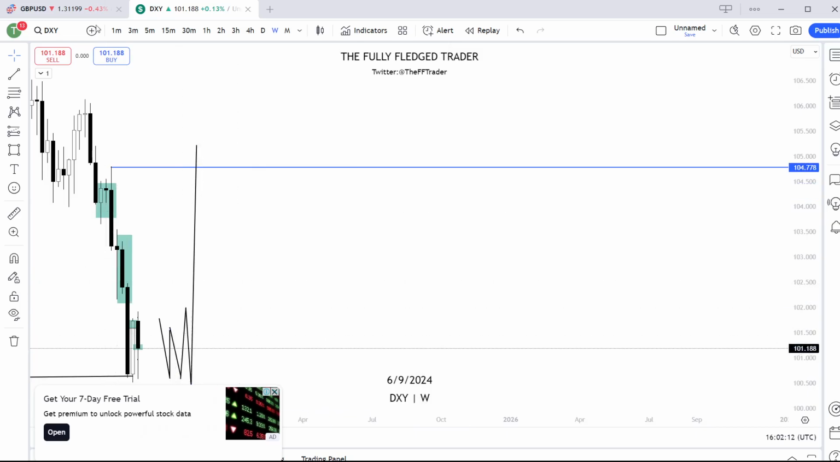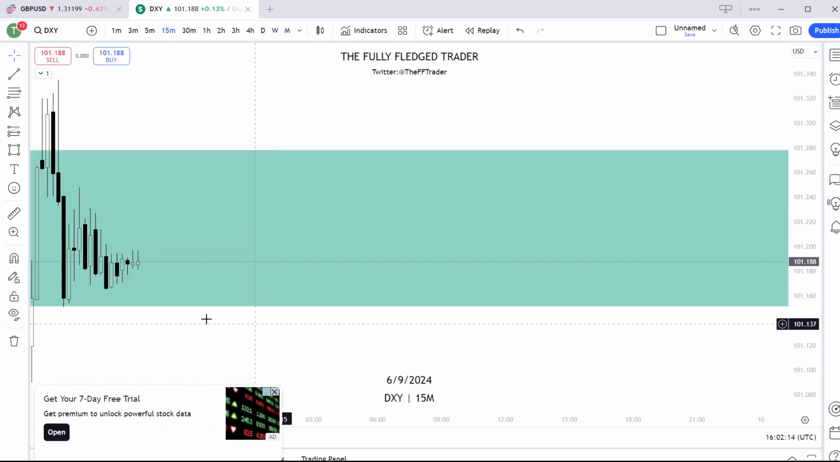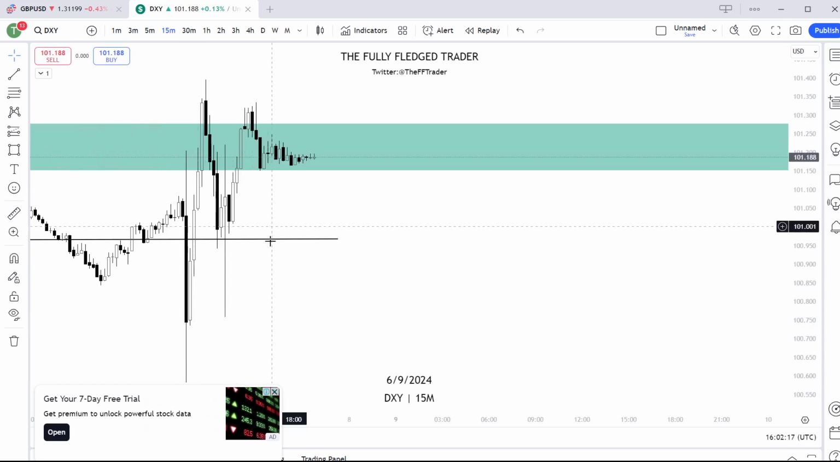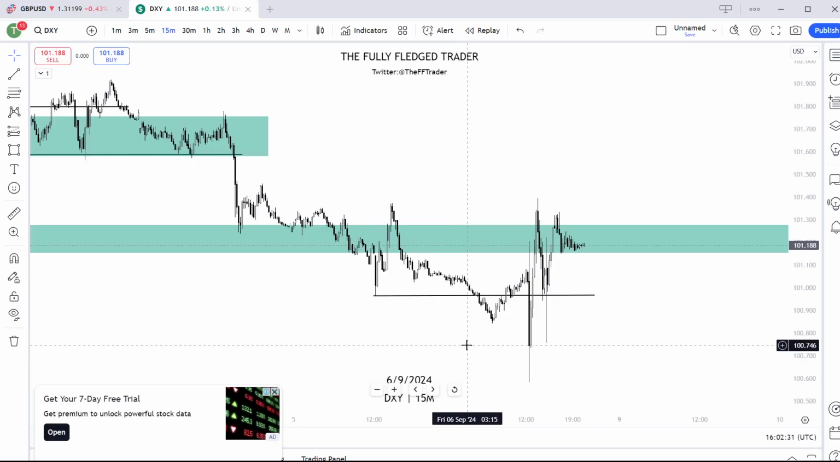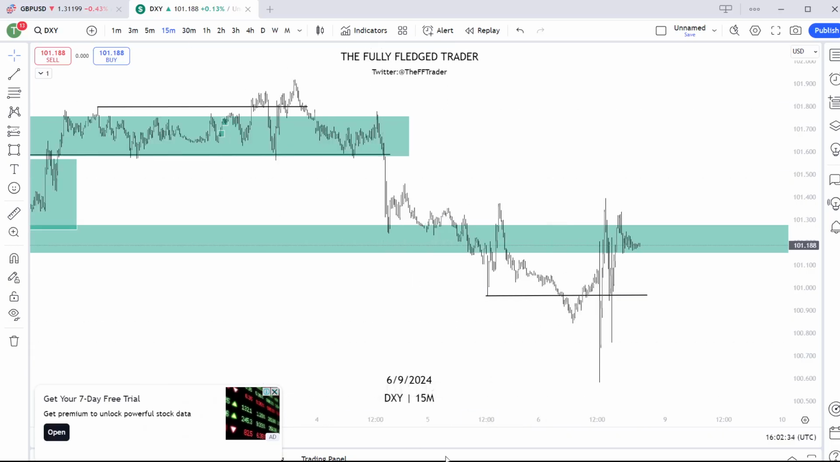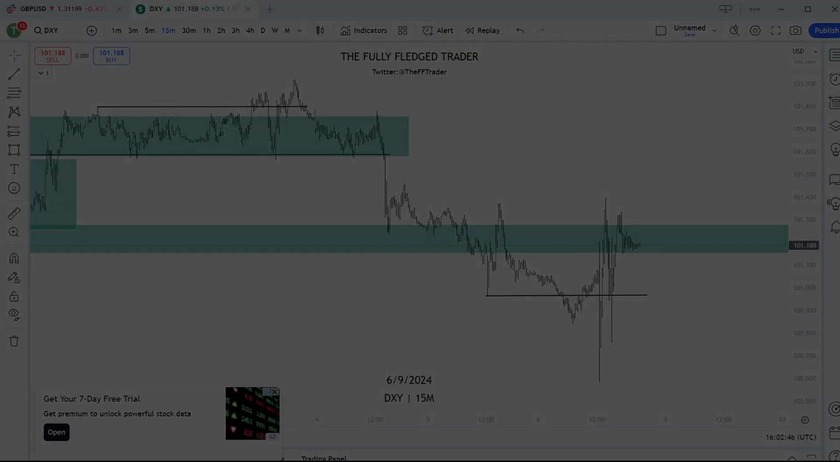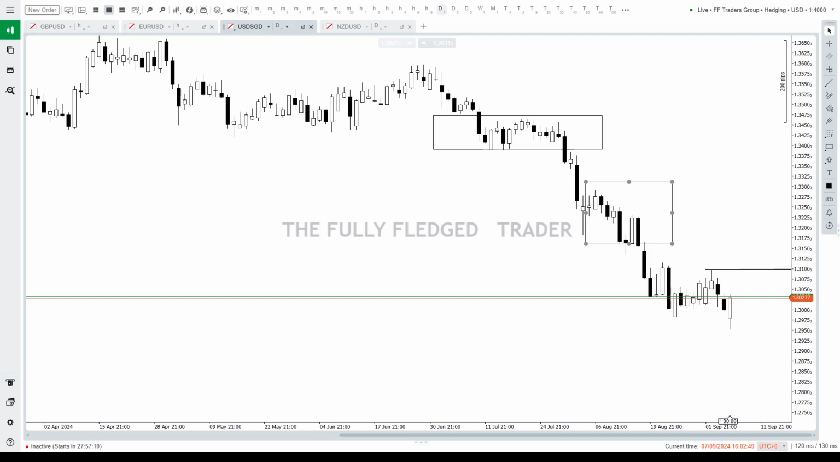But from that break of market structure in the M15 there, hopefully we might see the bearishness hold on the British pound dollar and the bullishness hold on the DXY and the USD SGD there. So that is all in terms of the bias there. In terms of bias, that's what I had for the correlated pairs there.